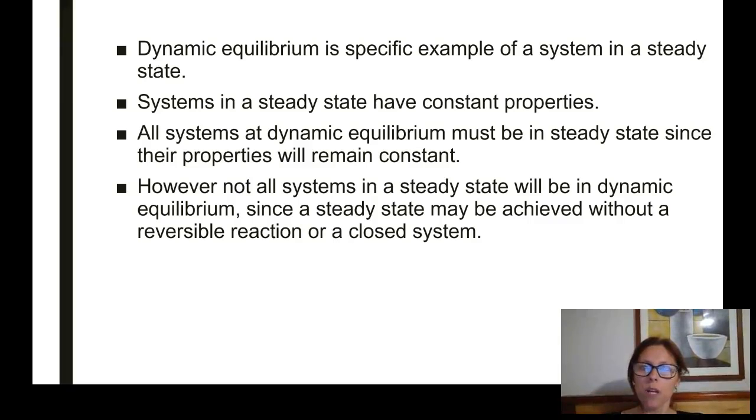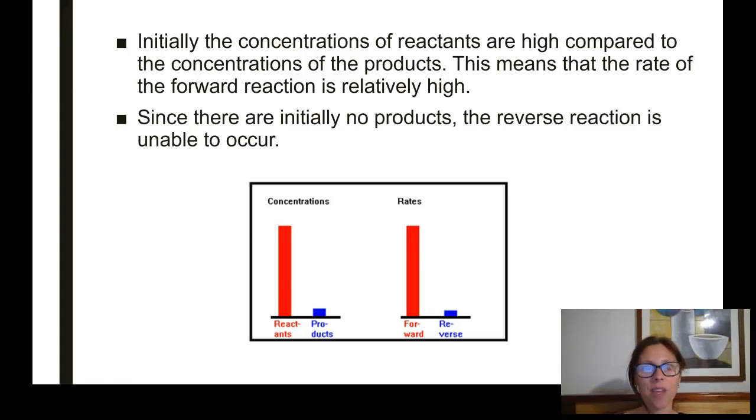So dynamic equilibrium is actually an example of a system at steady state. So remember, steady state is those standard conditions. Now all those systems have those constant properties, so temperature, pressure, volume, etc. So all of our systems in a dynamic equilibrium must be in a steady state, but that doesn't mean all steady state systems are in equilibrium. So we'll talk about this a little bit further in class.